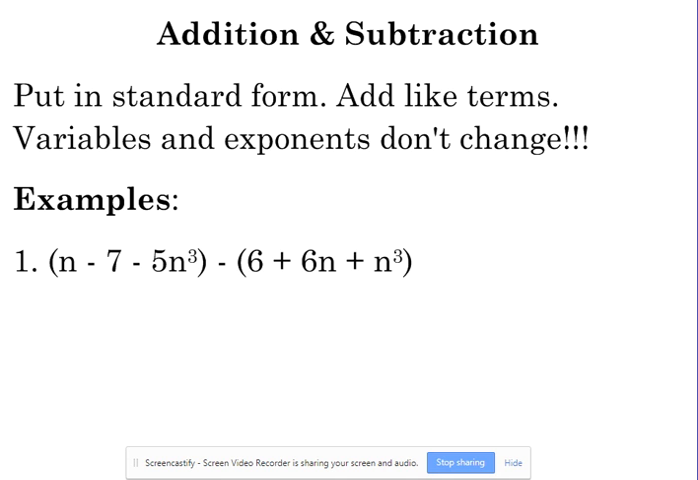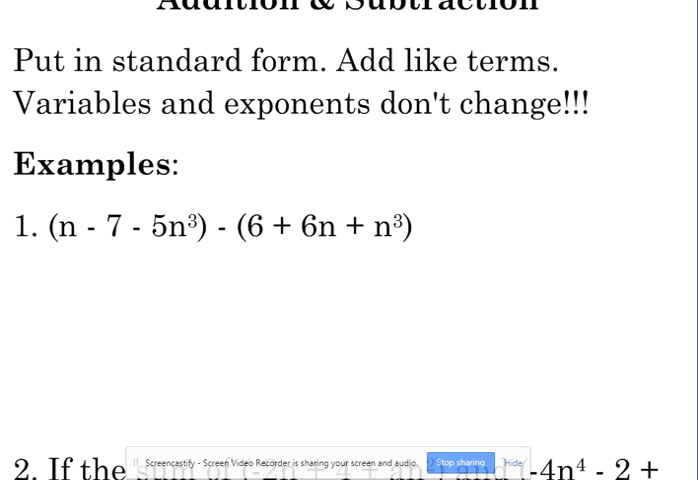And here's the biggie that people like to do. The variables and the exponents do not change. When you're adding and subtracting, exponents don't change. They just tell you which ones to combine. So here's what we're going to do. I think this will help us out.